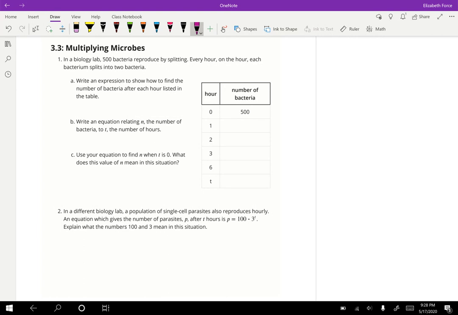In 3.3, multiplying microbes, we're looking at a biology situation, a very classic problem in math and science that's talking about bacteria and how it's reproducing. So number one, in a biology lab, 500 bacteria reproduce by splitting. Every hour on the hour, each bacterium splits into 2 bacteria. So let's get an idea of what this pattern looks like by completing this table off to the right.